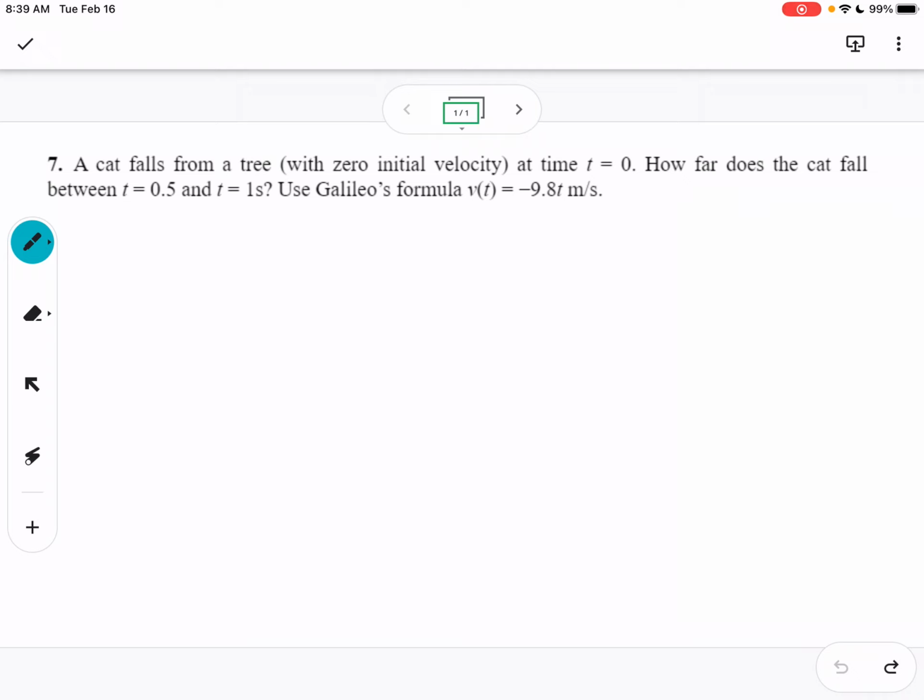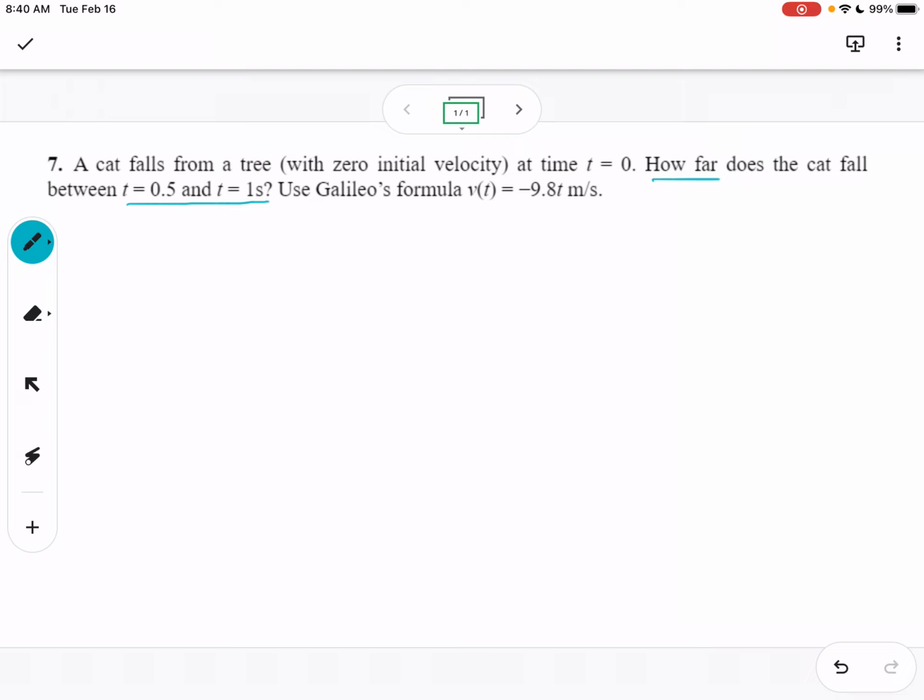A cat falls from a tree. That's a fun premise right there, you know, the idea that a cat always lands on its feet and that kind of thing. Anyway, with an initial velocity of 0 at time t equals 0, the question now is how far does the cat fall between t equals 0.5 and t equals 1 second.